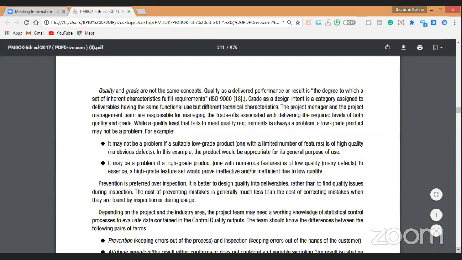Now, on the other hand, what is grade? Grade, as a design intent, is a category assigned to deliverables having the same functional use but different technical characteristics. They have the same functional use but different technical characteristics.